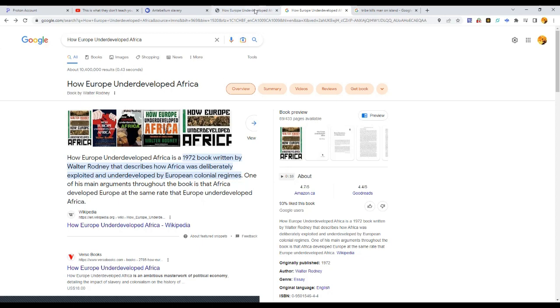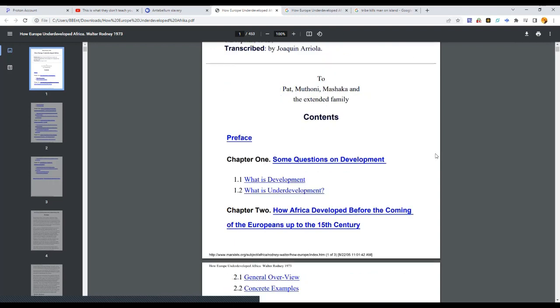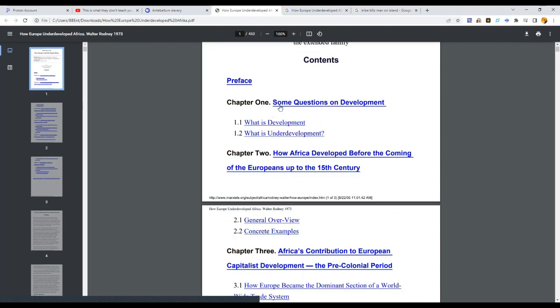Let's go through a little bit of the book right here. I have it in PDF form. We're just going to go through the chapters. How Europe Underdeveloped Africa by Walter Rodney. So chapter 1, some questions on development. 1.1, what is development? 1.2, what is underdevelopment? Very clear and concise. Chapter 2, how Africa developed before the coming of the Europeans up to the 15th century.